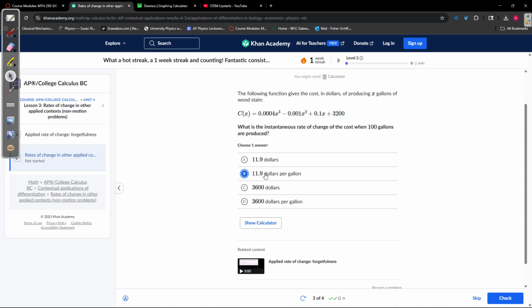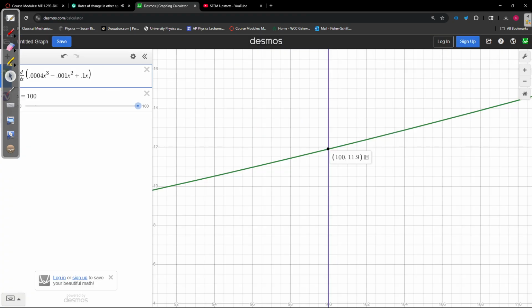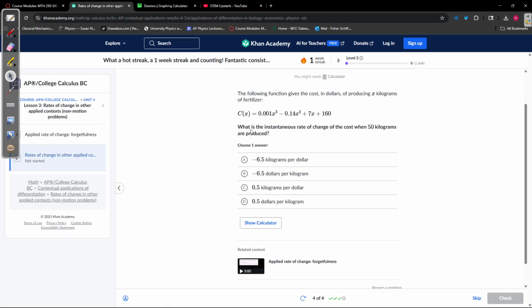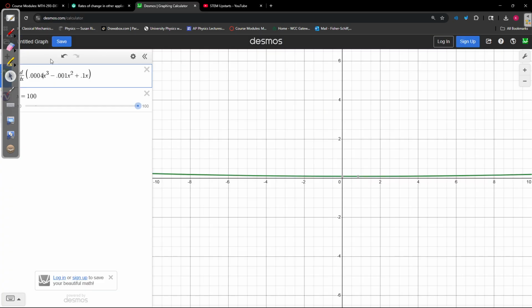And since this is a derivative, remember, it's not just going to be dollars, it's going to be dollars per whatever we're doing with respect to, so gallon. Now, last question here. Let's move this back. What is the instantaneous rate of change when 50 kilograms, where x is kilograms, are produced? Same thing. We're just literally going to do the same thing.